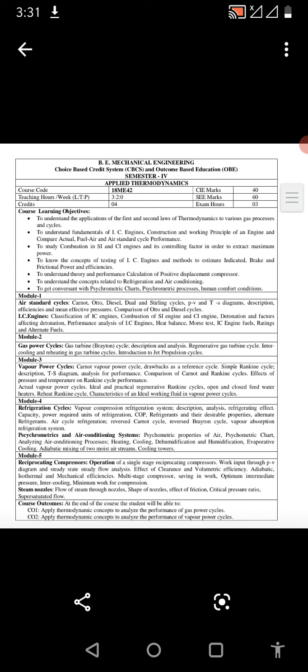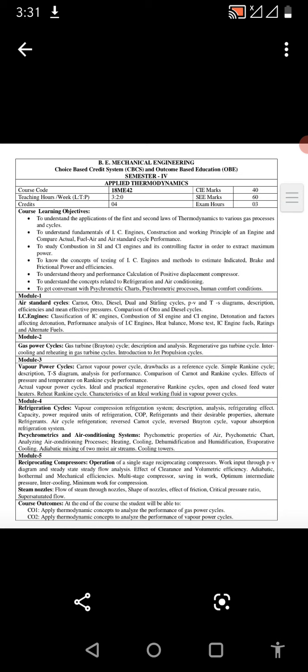So, this also has 5 modules. You can see the 5 modules here. Otherwise also I can send you the syllabus on WhatsApp as well as Google Classroom. This 2018 syllabus is slightly revised. You have 5 modules.